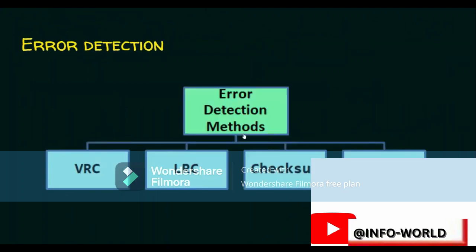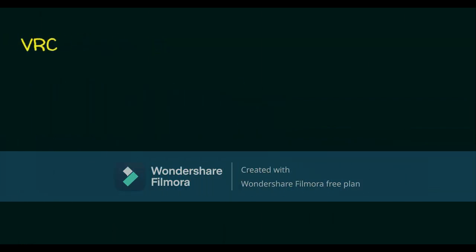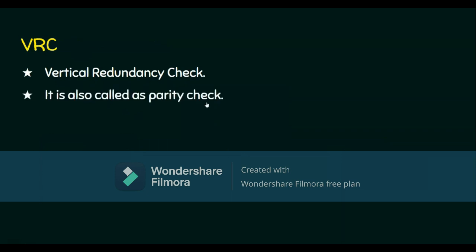Going to address 4 error detection methods, and they are VRC, LRC, Checksum and CRC. Let's focus on VRC in today's session. VRC stands for Vertical Redundancy Check. It is also known as parity check. We will see what a parity check is with an example.